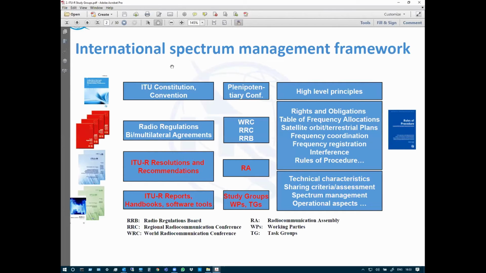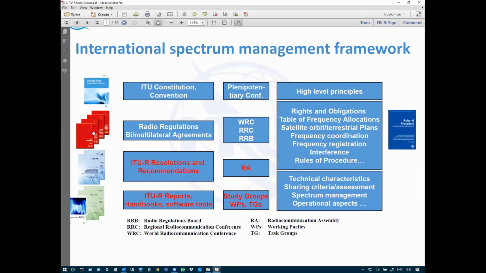We have these different documents: the ITU Constitution and Convention issued from the Plenipotentiary Conference, also named the basic text of the Union, with the high-level principles. Then, for specific spectrum management, we have the Radio Regulations and other multilateral agreements that are discussed at the World Radio Conference. They could also be revised in a regional conference, and for their particular application, they could be reviewed by the Radio Regulations Board.